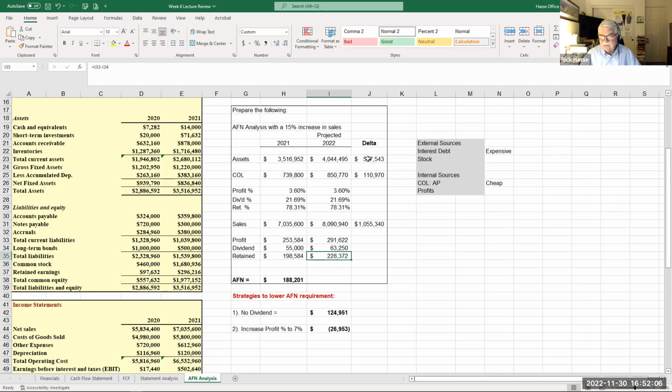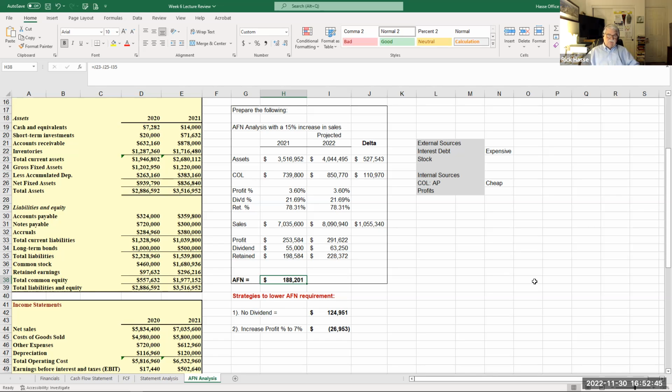And the difference between assets, delta current operating liabilities, and retained profits is our AFN, $188,201. In other words, 188,201 plus 228,372 plus 110,970 equals 527,543. So we're going to generate this need to raise $188,201 by either borrowing more money long term or interest bearing debt or issuing new stock.